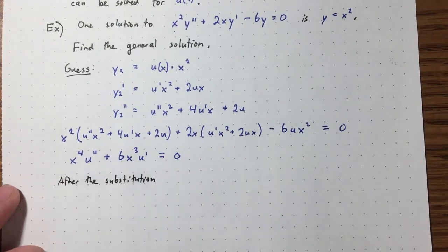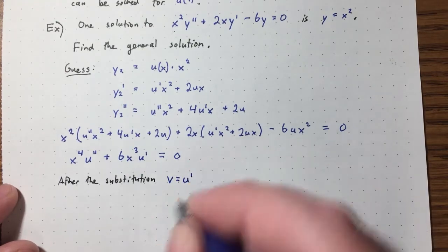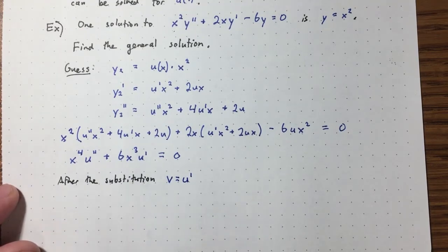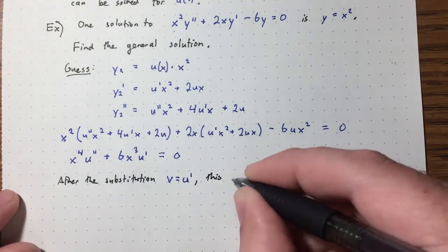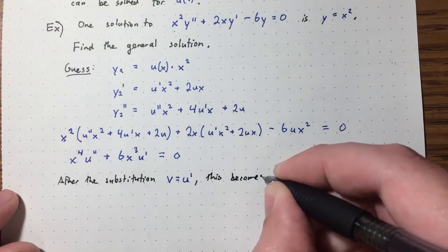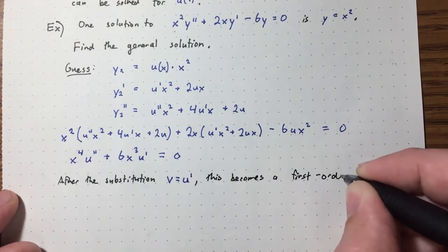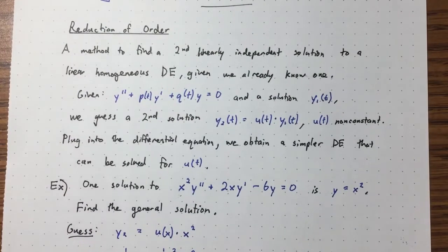Instead of a first and second derivative, I'm just going to set v equal to u prime. So then this is v prime, right? u double prime is v prime. So after the substitution v equals u prime, this becomes a first order differential equation. Very cool. That's where this name comes from, reduction of order.